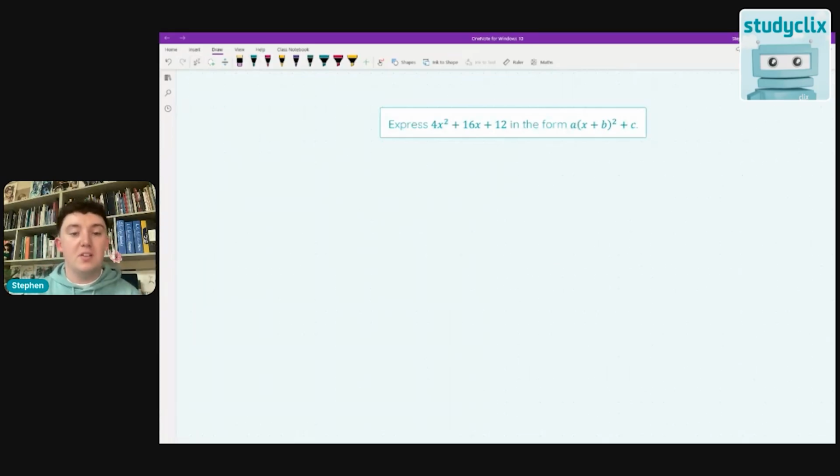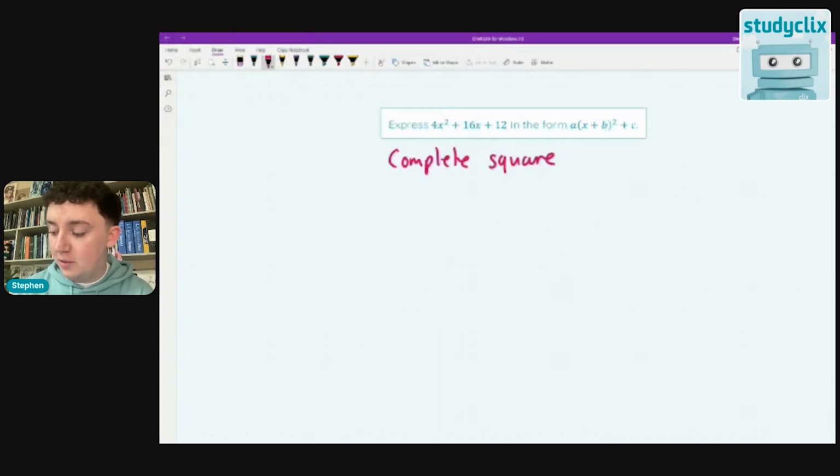So we're told here to express 4x squared plus 16x plus 12 in the form a times (x plus b) squared plus c. Now, some of you might recognize this as complete square form. This is also called vertex form, and there's some steps that you might need to know to figure this out. And I know in my Studyclix Boost video, I go through this way.